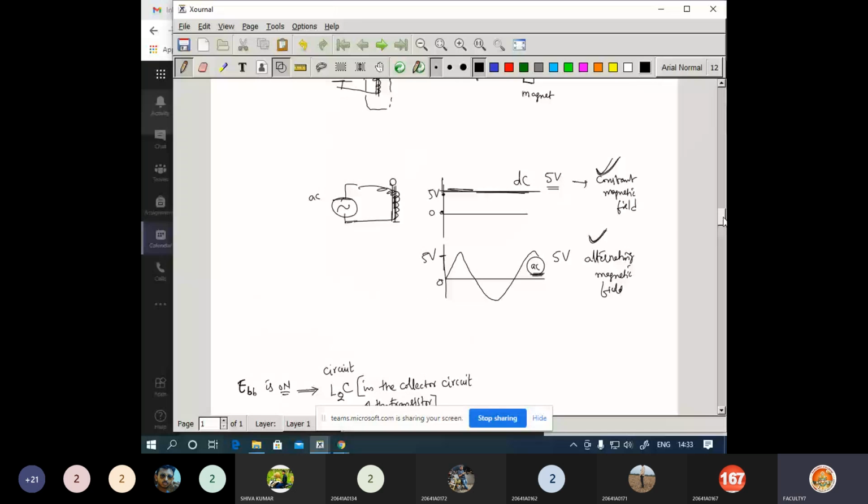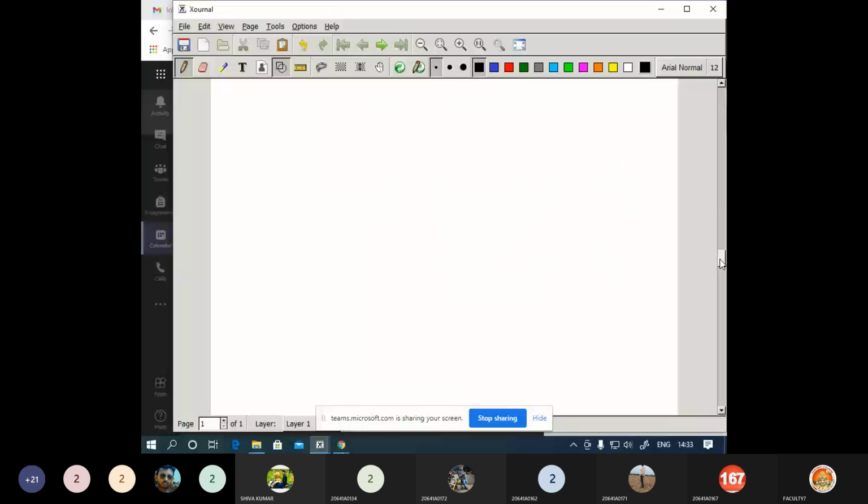So here we have a rod, either ferromagnetic or ferrimagnetic, and it is already permanently magnetized. It is acting as a permanent magnet. Permanently magnetized.